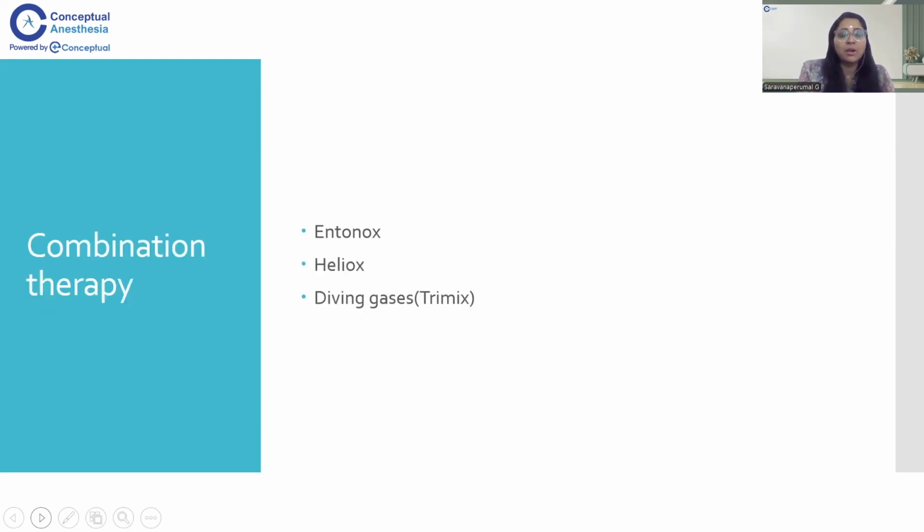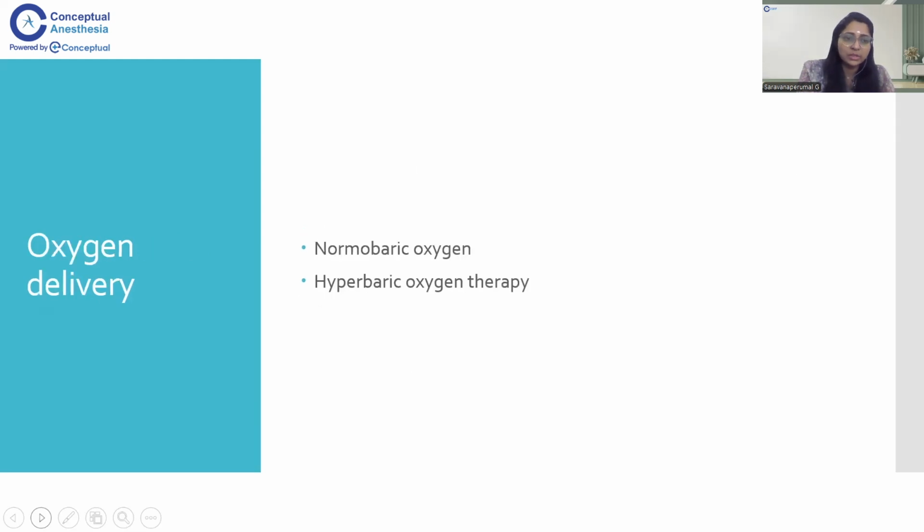So this oxygen can also be used as a sole therapy or in combination therapy, as in the case of Entonox, which is actually 50% oxygen and 50% nitrous oxide, or in the case of Heliox, wherein it is 21% oxygen and the remaining is helium. So these can also be used as a combination therapy.